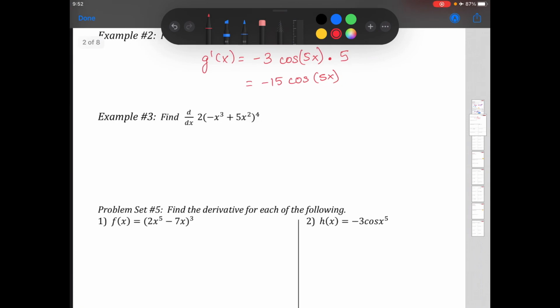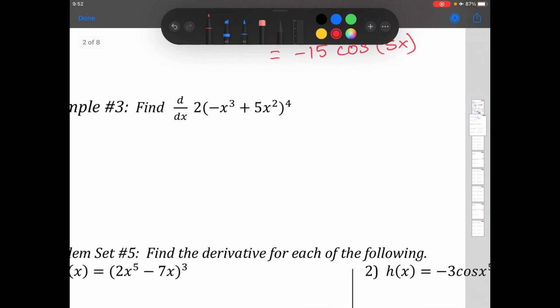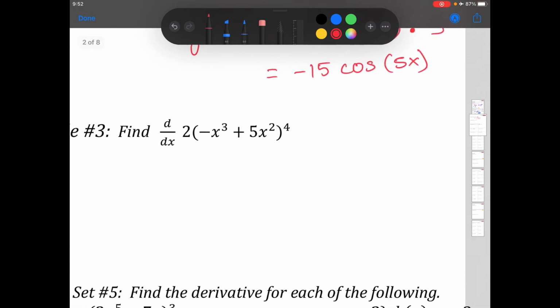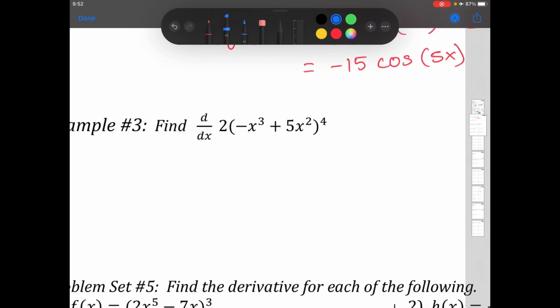So let's do another example. It says this function, again, I'm going to highlight the inside. This is my inside. Just going to do it in a thinner thing. So this is my inside. So I'm going to write it out. That's my outside. And this is the inside.